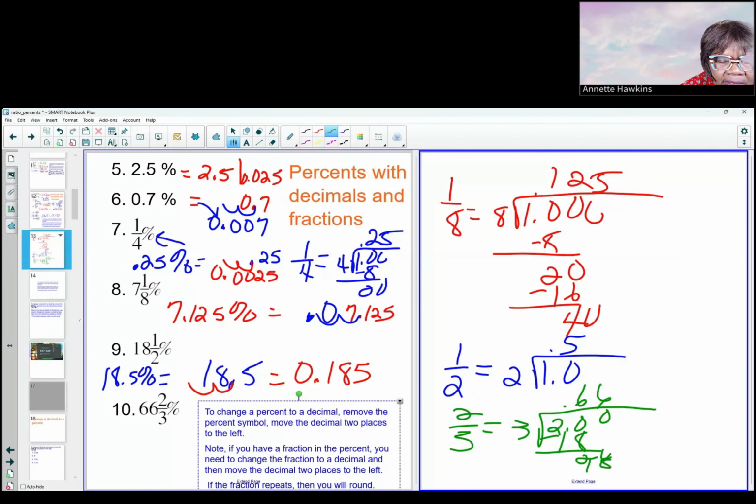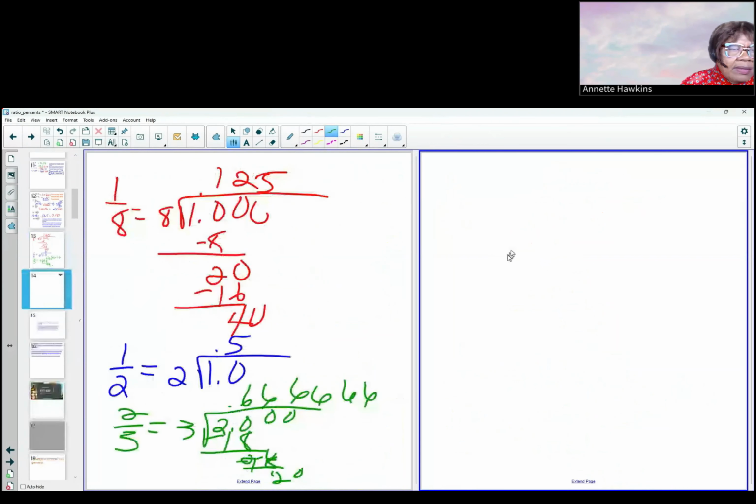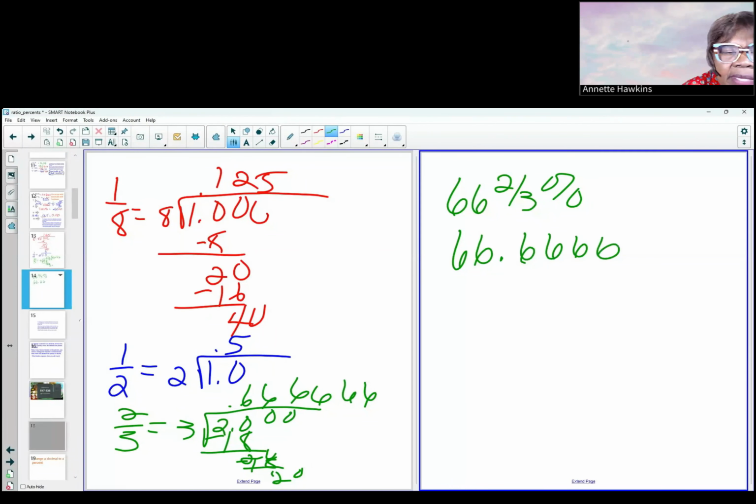So this repeats, okay? I'm going to take it out those 3 places, but it actually keeps going on like that. So this is 66 and 2/3%. This is 66.666. We can put 3 dots or we can put a bar over it. That means that it repeats, okay?